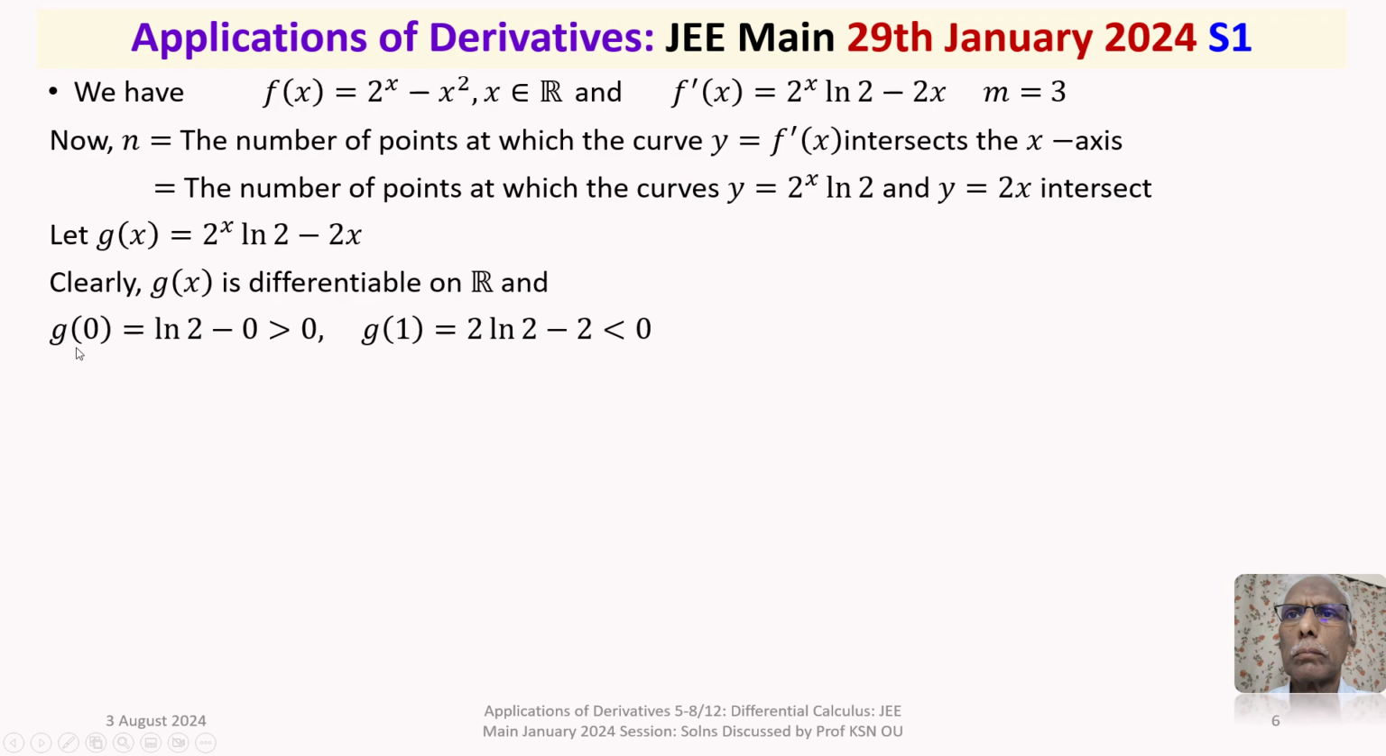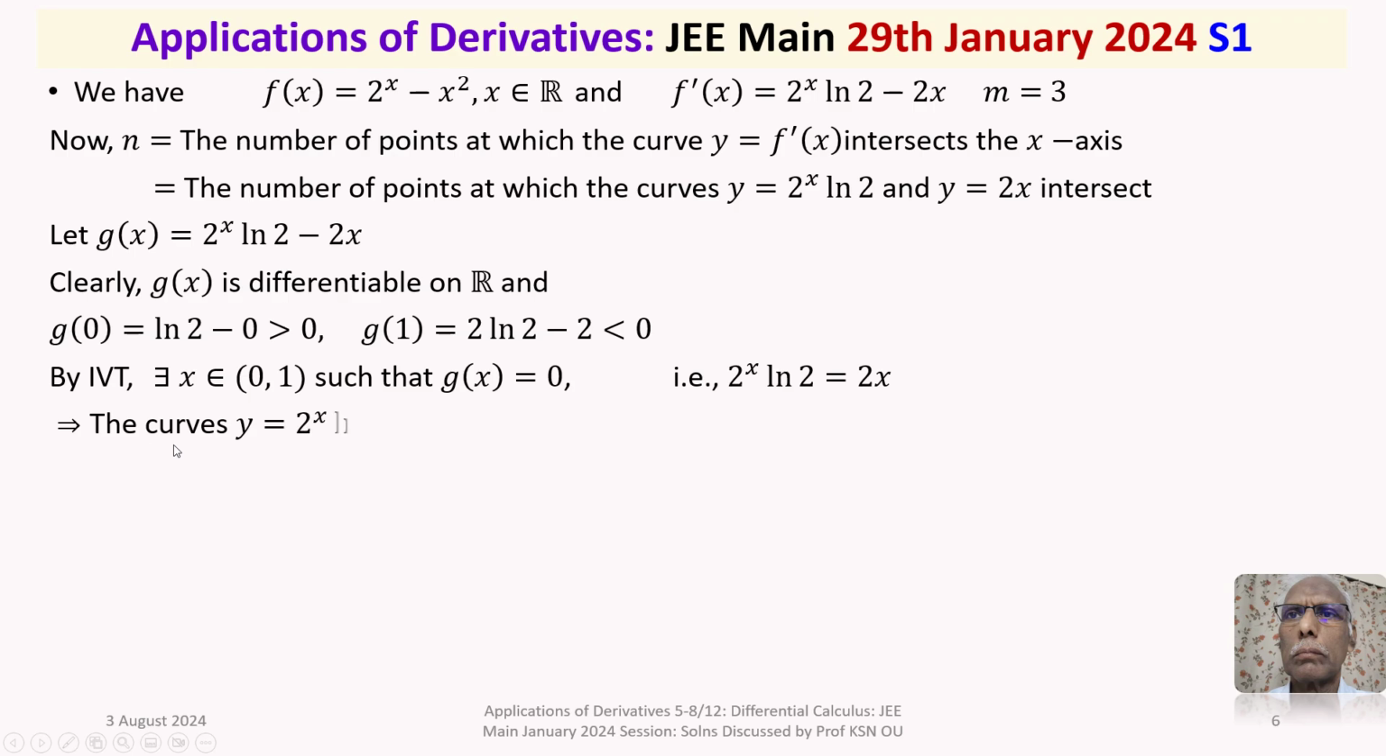Now that means g of 0 and g of 1 have opposite signs. Then use our intermediate value theorem. By the intermediate value theorem, there exists some point x belongs to the open interval 0 to 1, such that g of x is equal to 0. That is, 2 power x into ln 2 is equal to 2x for some x in the open interval 0 to 1. That means one solution you got. The curves y is equal to 2 power x ln 2 and y is equal to 2x intersect for some x belongs to 0 to 1.